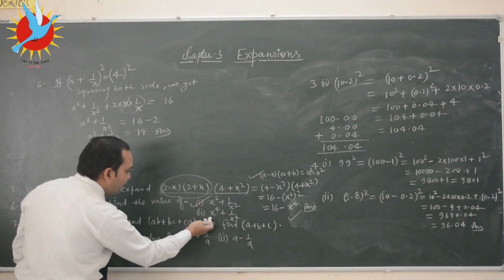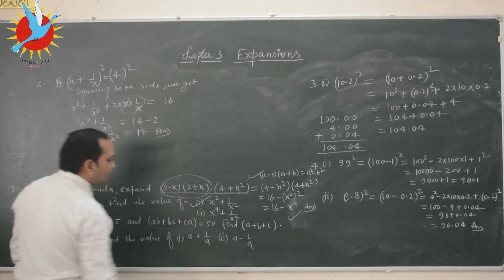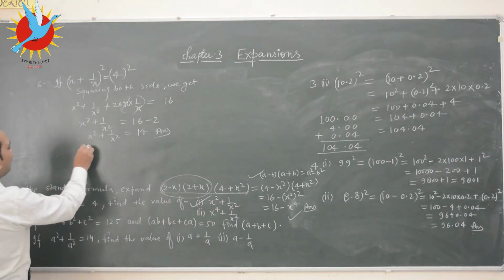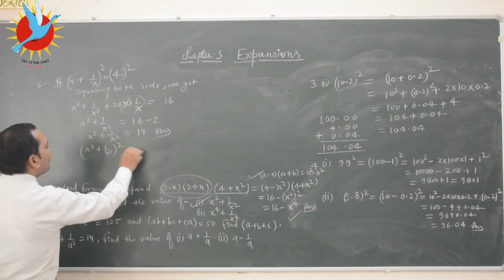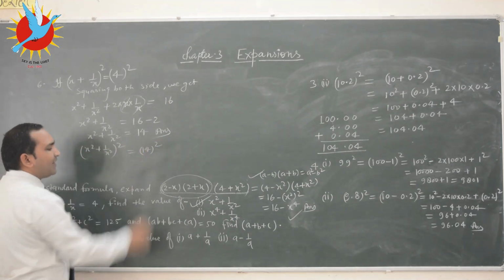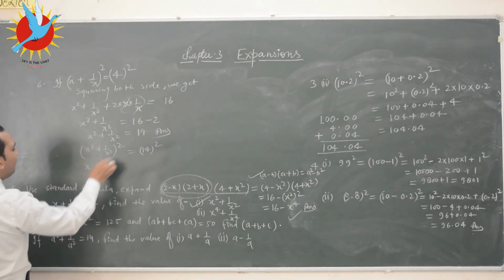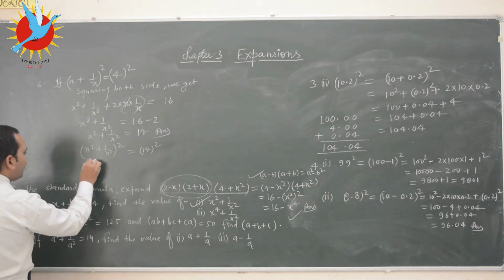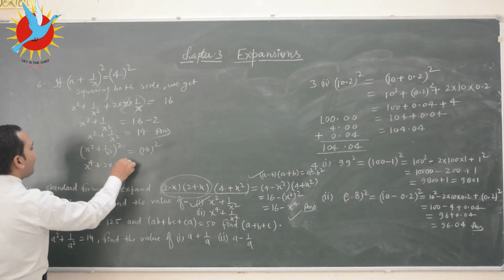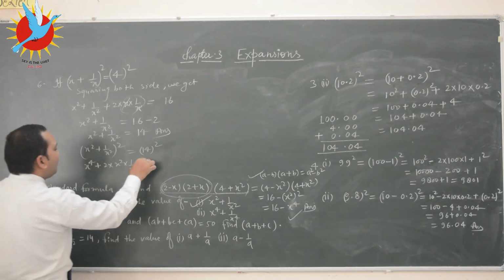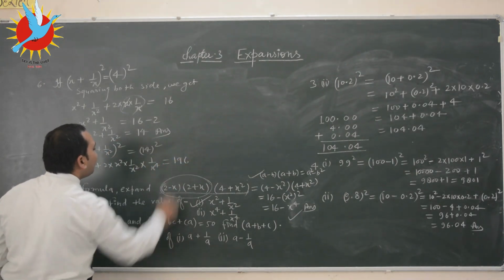Similarly, find the value of x raised to the power 4 plus 1 upon x raised to the power 4. So once again, (x square plus 1 upon x square) whole square is equal to 14 square. Once again, squaring both sides, it will be a square plus b square plus 2ab: x raised to the power 4 plus 2 into x square into 1 upon x square plus 1 upon x raised to the power 4 is equal to 196.